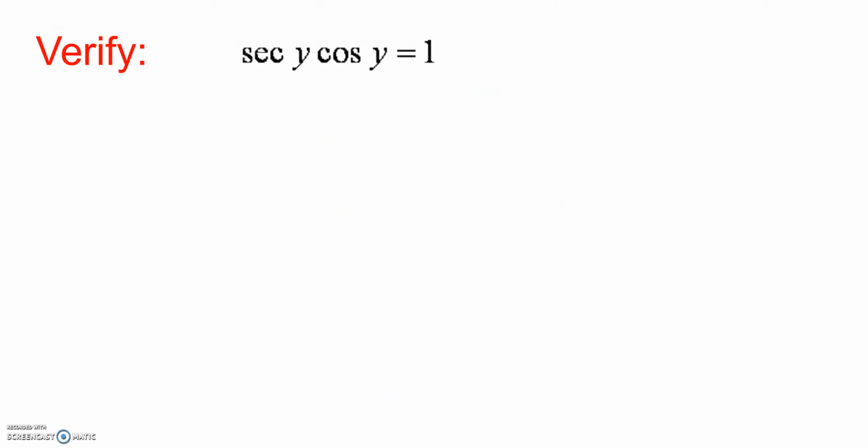Here's an identity: secant of y times cosine of y equals 1. So the side that I would definitely start with is the left side, because there's a lot of ways you can write 1, and it seems to be endless, so I'd rather start with something more concrete. So if I write secant of y times cosine of y equals 1, we need to manipulate this side so we can prove 1.